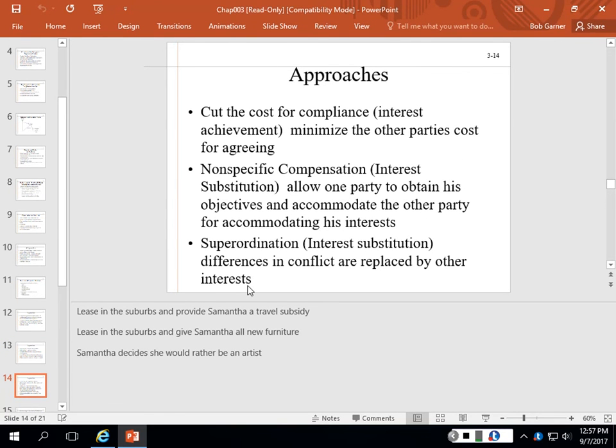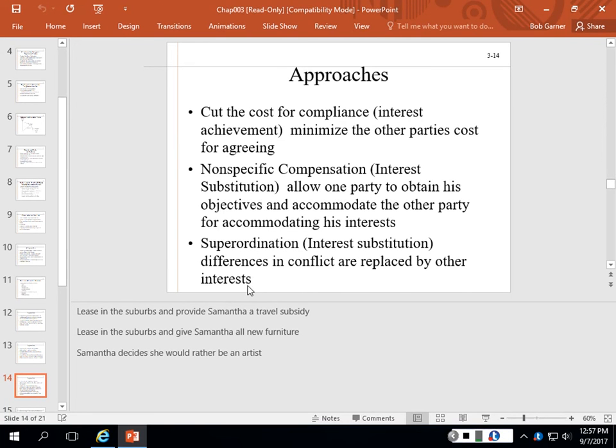Cut the cost for compliance, as you minimize the other party's cost for agreeing. It can be administrative cost, delivery, etc. Non-specific compensation: allow one party to obtain their objectives and compensate the other party for accommodating his interest. In the story that's in the book, they were trying to decide where to put the office. One of the people lived in the suburbs, one lived outside of the city. So non-specific compensation would be, if they put the office in the city, then the lady that lived outside would get all new furniture. So she was given something else to satisfy her.